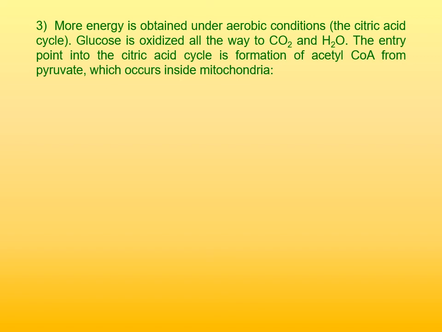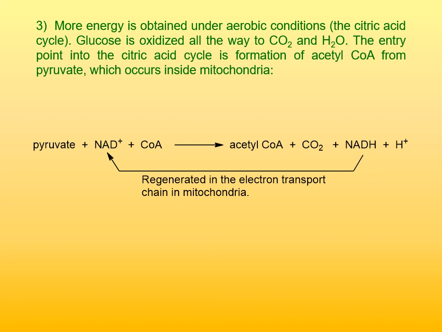So in this pathway, glucose is oxidized all the way to carbon dioxide and water. The entry point into the citric acid cycle is formation of acetyl coenzyme A from pyruvate, and we will be covering that a little bit later in this course in great detail. And that occurs inside the mitochondria. So pyruvate with NAD and coenzyme A is converted into acetyl coenzyme A. A molecule of carbon dioxide is released, and NADH is regenerated in the electron transport chain in mitochondria.